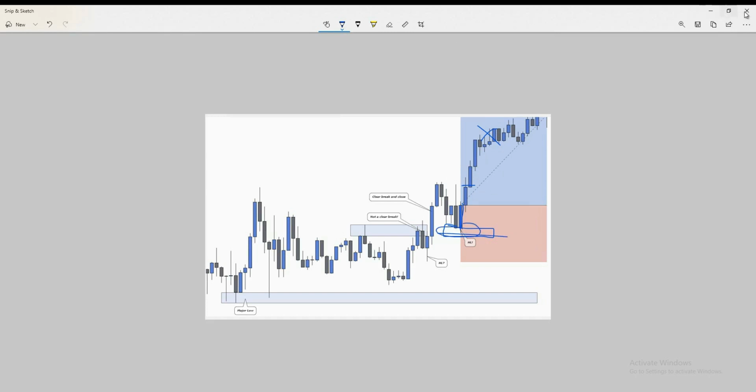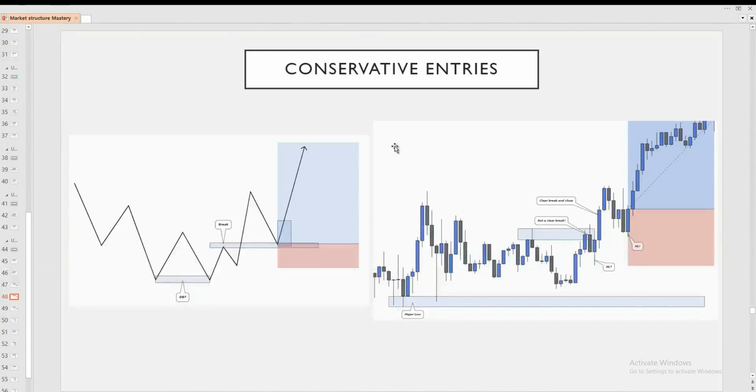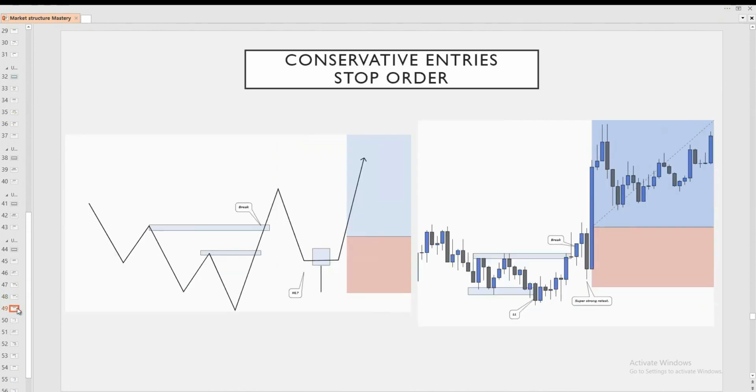And again, all of those entries you can examine in your backtesting sessions and figure out which kind of entry criteria works best for you. Okay, so this is an example with a double bottom. Let's have a look with another one. So this is actually a conservative entry with stop order. So let me show you how you can enter with buy stops and sell stops.